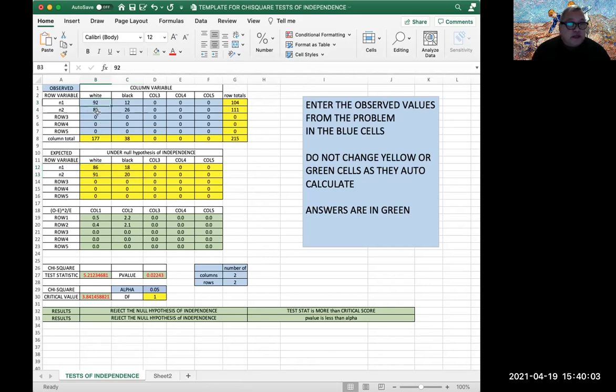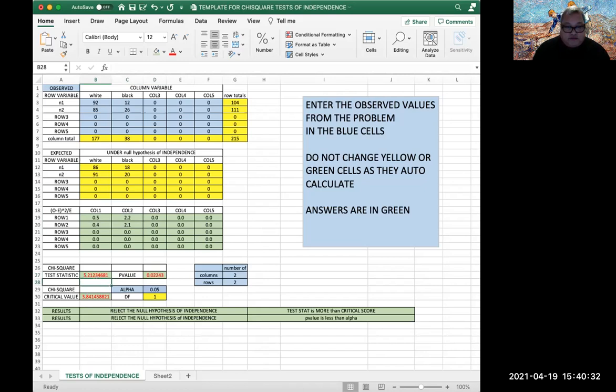Upon comparing each and every blue to each and every yellow cell, a component of the variance between what you see and what you would expect to see under independence is computed in the green cells. And finally, the test statistic and the p-value are then calculated at the very next group of tabular cells for this particular case.